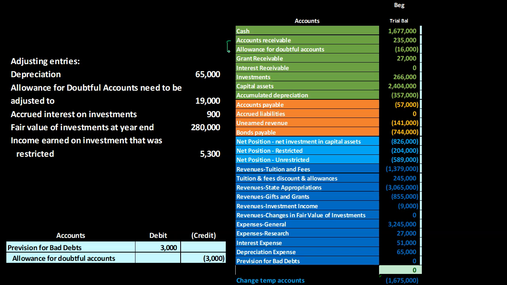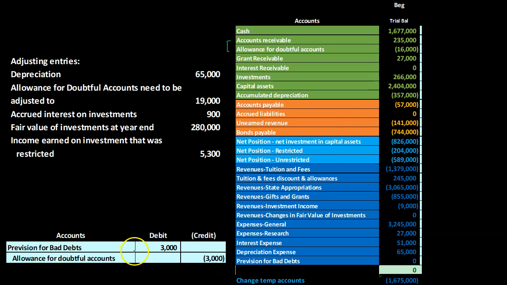Here, we're going to say that determination has been made. The allowance should be 19,000. We're currently at 16,000. Therefore, we're going to need 3,000, the difference between 16 and 19, to adjust that up to 19. This is a credit balance account. We're going to credit it to make it go up.